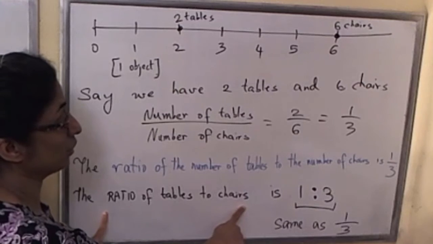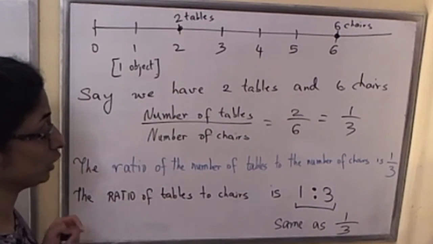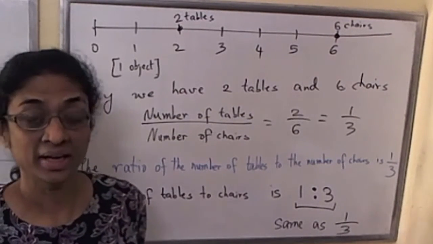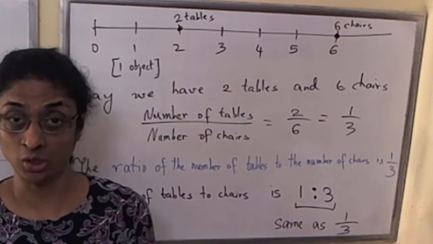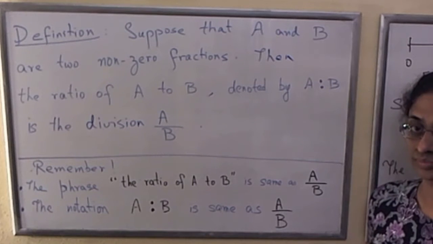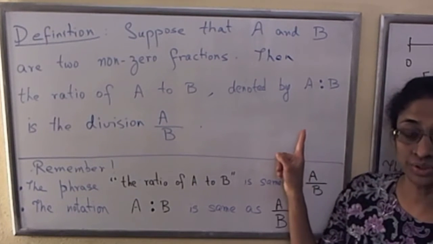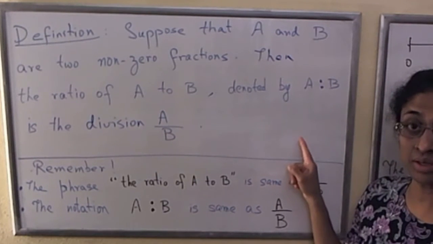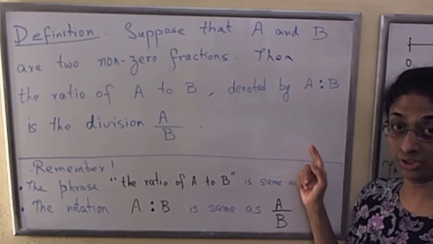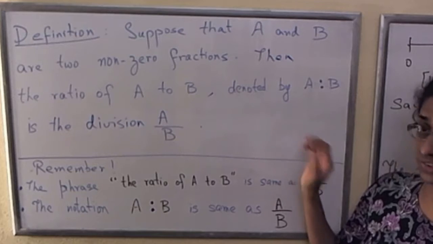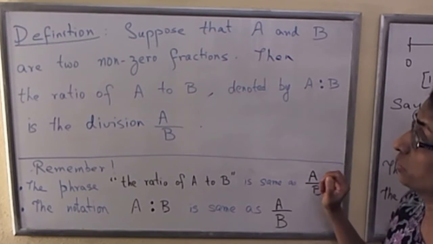So let's use this example and write a formal definition for ratios that we can use to solve all the ratio problems. So here's the definition that you want to understand and memorize, since for any ratio problem that we want to discuss, we'll be referring to this definition. Let's look at what it says.